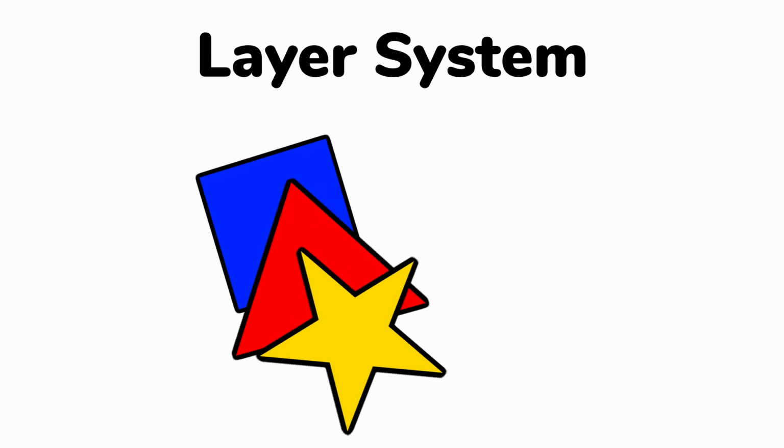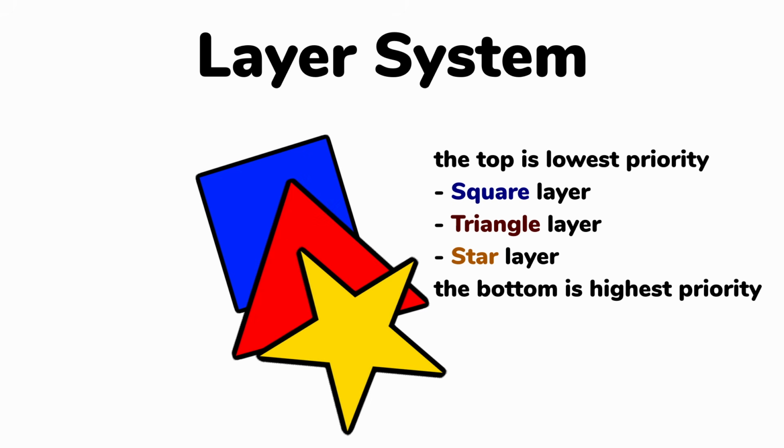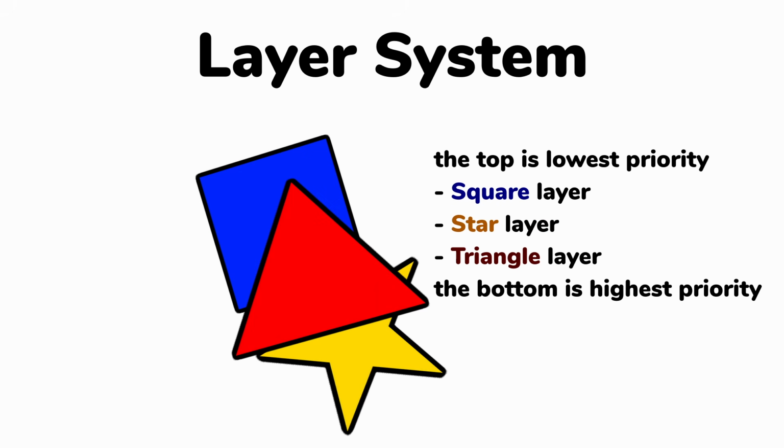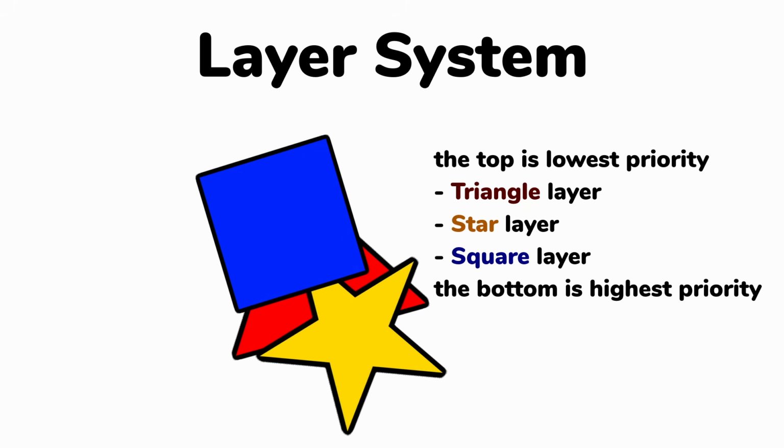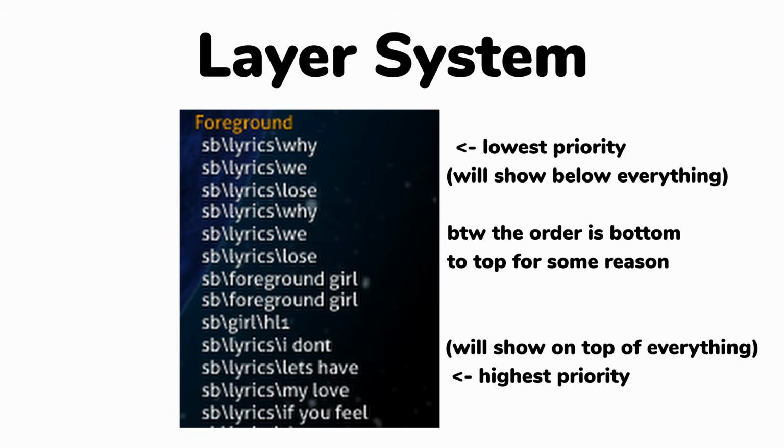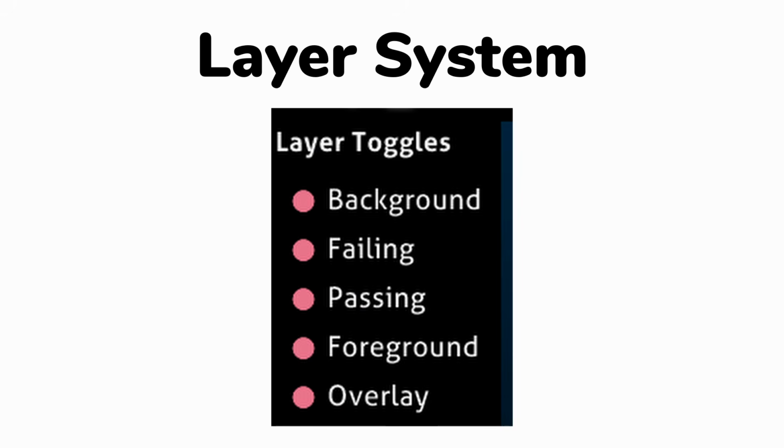In storyboards, you can have multiple different images at the same time, and some overlap and cover other ones using the layer system. Each image is sorted in order from lowest priority to highest priority. The higher the priority is, the more the image will cover other ones. In OSU, each image has its own priority level. There are also 5 macro layers that dictate a group's priority.